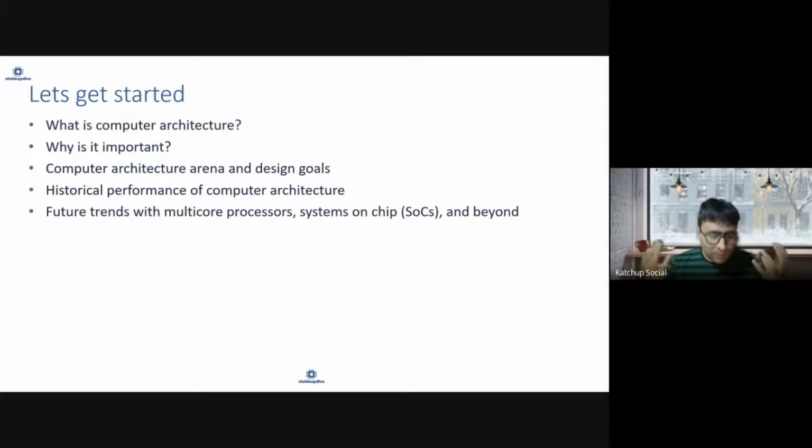As the first question, we'll start with what actually is computer architecture and why it is important. We'll talk about the computer architecture arena and some aspects of design goals, how computer architecture has historically developed, and what the performance of computer architecture is. We'll talk about future trends with multi-core processors, some system on chips, and beyond that.